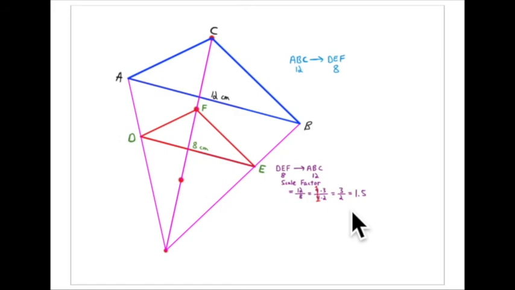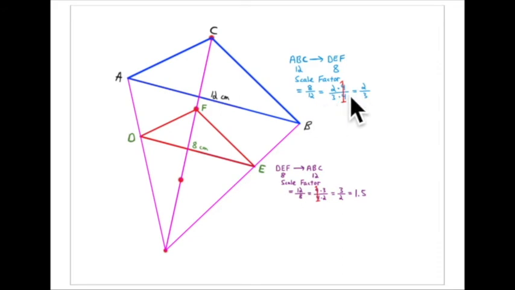Now to go the other way, to scale triangle ABC down to DEF, it is the reciprocal, so 8/12. So 8/12, again, divide 8 by 4, that's 2. Divide 12 by 4, that's 3.